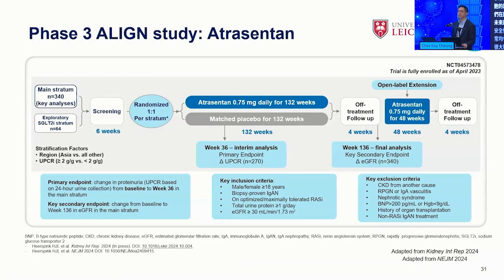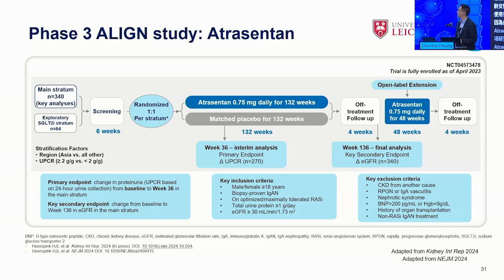Now, atrasentan is a specific endothelin A receptor antagonist. This has been studied in the ALIGN study. This recruited 340 patients and added atrasentan on top of standard of care therapy. And there was a separate SGLT2 inhibitor arm of around 64 patients who were on SGLT2 inhibitors at baseline. Patients were randomized on a one-to-one basis to receive atrasentan versus placebo on top of standard of care. And then patients spent 4 weeks off treatment and then entered into an open label extension period. So this study is still ongoing.